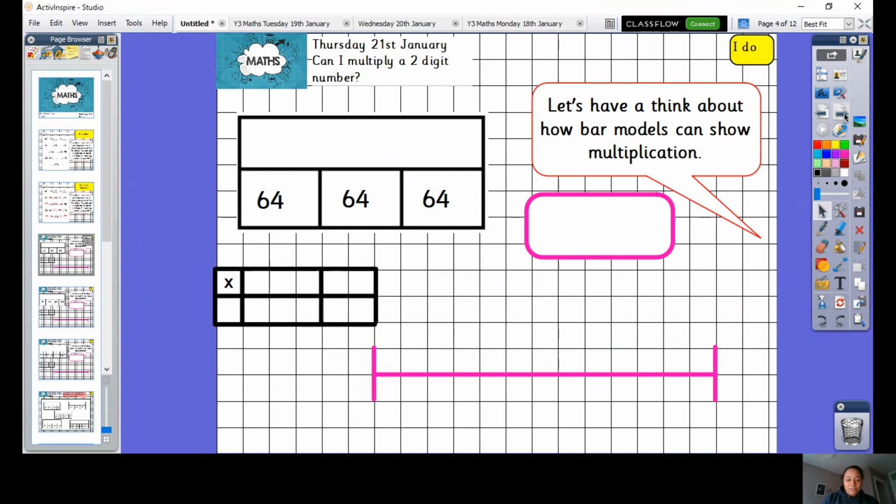Okay, so this week, we have been thinking an awful lot about multiplying a 2-digit number by a 1-digit number, and we have been using a method called grid method. Now, grid method is great because it really helps us to show our understanding, and it helps our number sense. So it's a really great method to use.